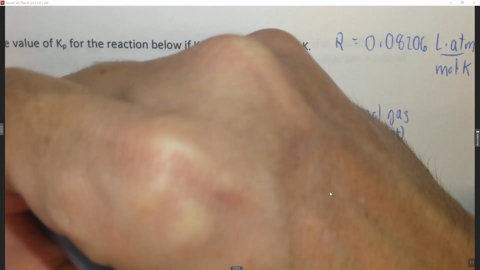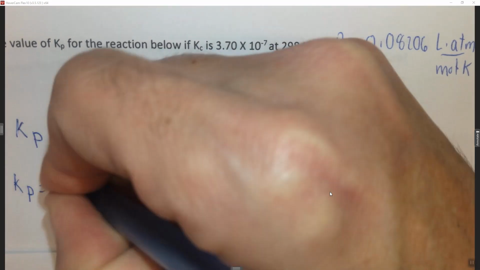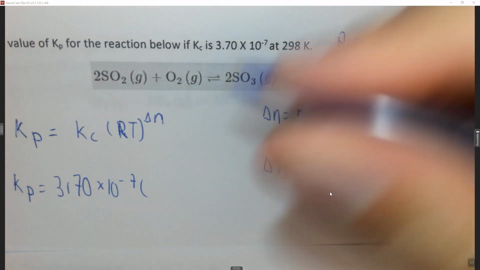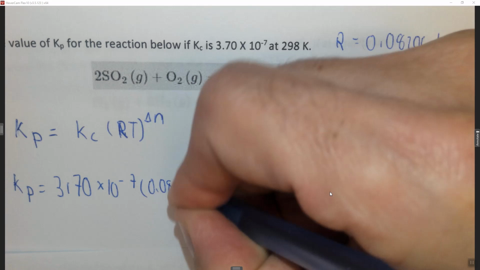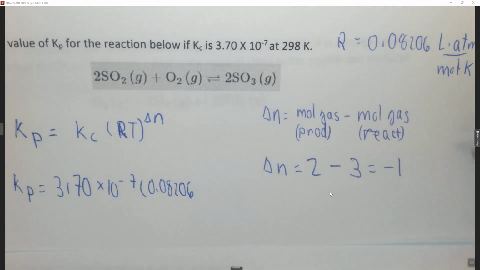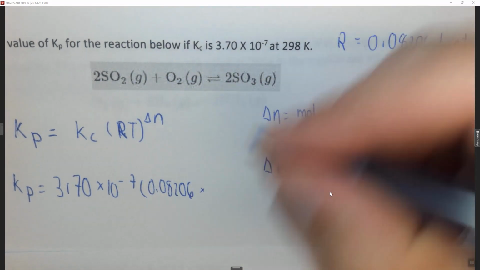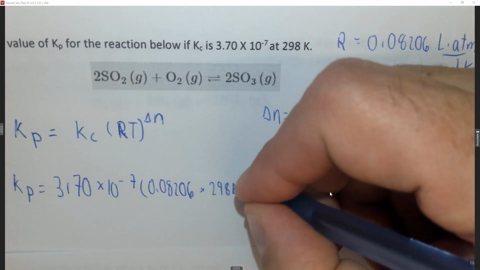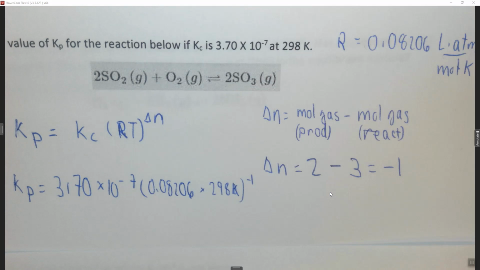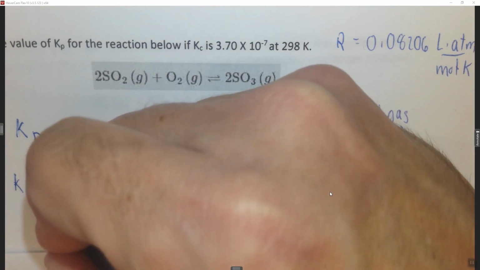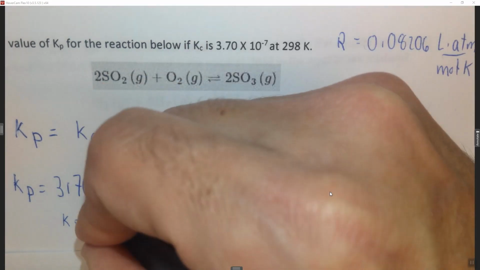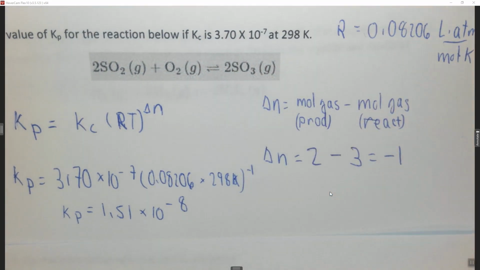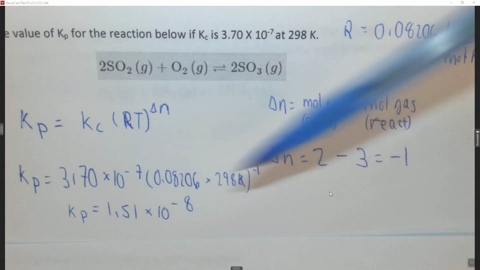So Kp equals Kc, 3.70 times 10 to the minus 7, times RT, 0.08206 liter atmospheres per mole K, it's up here, times the temperature in Kelvin, which is 298 K, all to the delta N, which is going to be -1. When you do the math, you find that Kp is equal to 1.51 times 10 to the minus 8th. So this is the value of Kp.